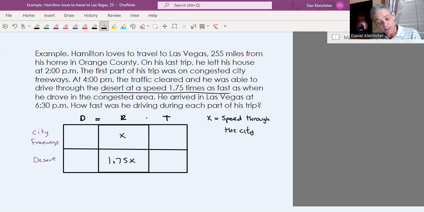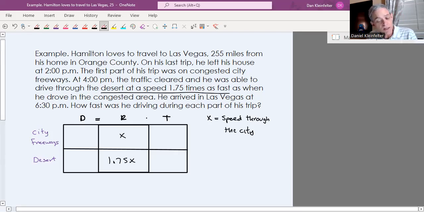So the part through the city, he leaves at 2 o'clock and then the traffic clears at 4 o'clock. So the part where he's in the city is 2 hours. Between 2 p.m. and 4 p.m. he's driving through the city. Okay, then between 4 p.m. and 6:30 p.m., that's the part where he's driving through the desert. 4 p.m. to 6:30 p.m. is 2.5 hours. Okay, so we've turned this into a number of hours. Okay, so then finally the distances are equal to the rate times the time.